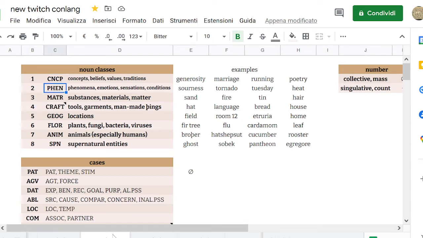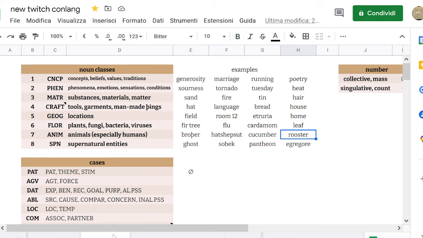before we had concept, phenomenon, matter, tools, food, locations, floral, fauna, human, supernatural. And what I have conflated is one thing, basically I split food, and food is going to be split between what used to be tools is now craft, and flora and fauna, depending on the source of the food. Because I thought it would be useful, instead of treating food like its own special thing, to have foods marked for what their source is. So if you're just eating an apple, apple is a floral noun. If you're eating fish, fish is an animal noun.